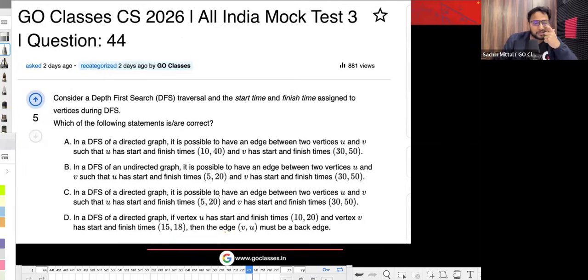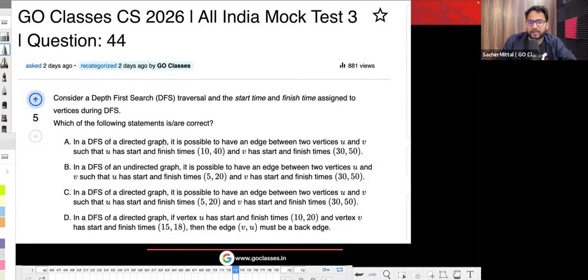Okay. Now let's see this question. This was an interesting question, and it was related to the DFS parenthesis theorem. So what does this mean? Let me tell you. They are saying that in DFS, you are given the DFS traversal and the start and finish times assigned to the vertices.